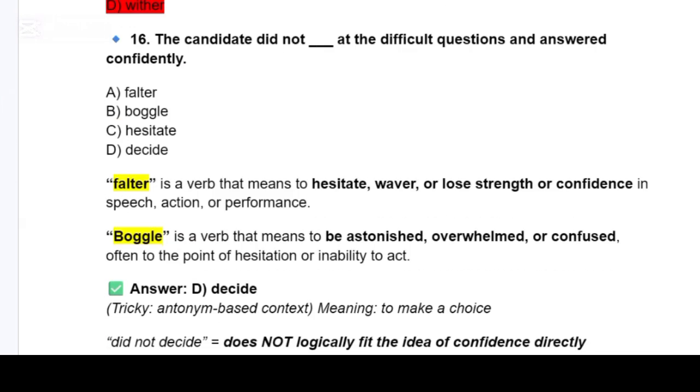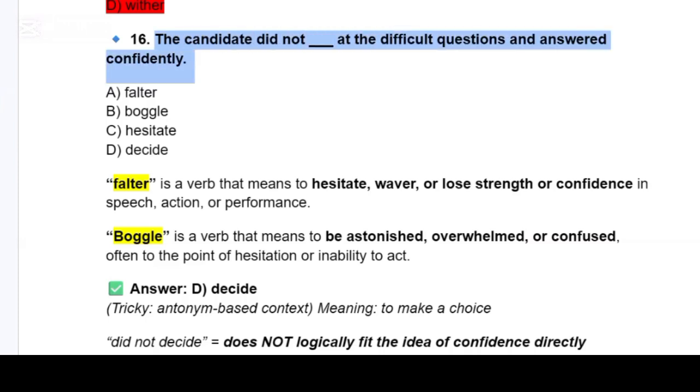The candidate did not dash at the difficult questions and answered confidently. Falter, boggle, hesitate, decide. First of all, let me explain the meanings. Falter means to hesitate, waver, or lose strength or confidence in speech, action, or performance. Boggle also means to be astonished, overwhelmed, or confused. Hesitate is also being confused or puzzled. So which option is correct here?